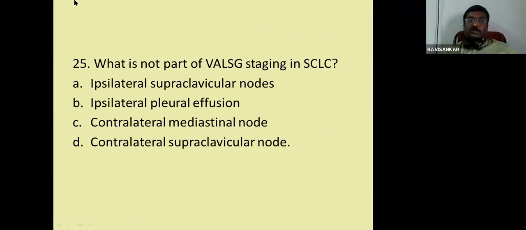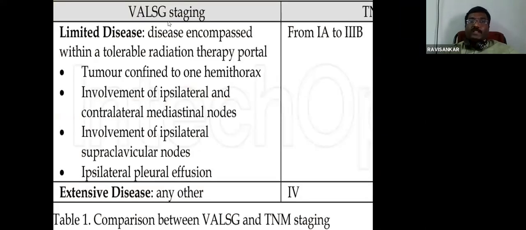There's something called VALSG staging, where the tumor is confined to one hemithorax with involvement of the ipsilateral and contralateral mediastinal nodes, involvement of the ipsilateral supraclavicular nodes, or ipsilateral pleural effusion, known as limited disease. This is the practical aspect of the staging process.